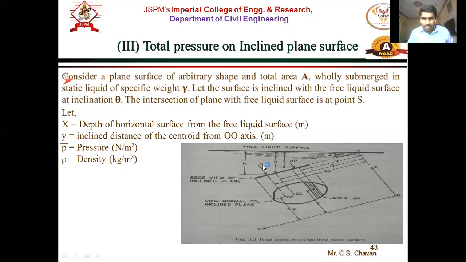We have to derive the formula for these two things, the total pressure and center of pressure, with respect to all other remaining parameters. Now it is inclined at theta with the free liquid surface. Suppose this is O, this is the origin. With respect to this point, we'll be measuring the sloping length.